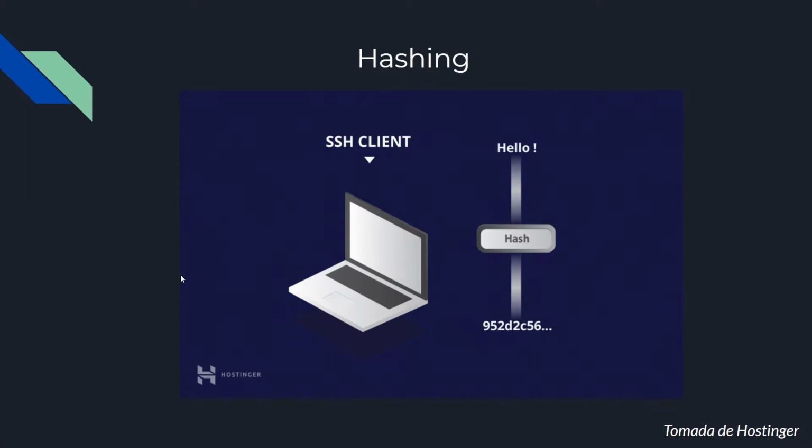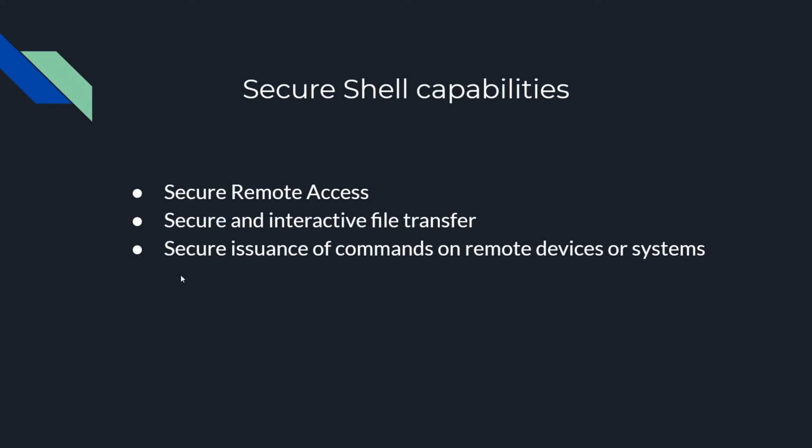If we think about and talk a bit about the SSH or Secure Shell capabilities, the functions that SSH enables include the following. For example, we can have secure remote access to SSH-enabled network systems or devices for users, as well as automated processes. We also have secure and interactive file transfer sessions. We have this possibility, and also we can automate secure file transfers.